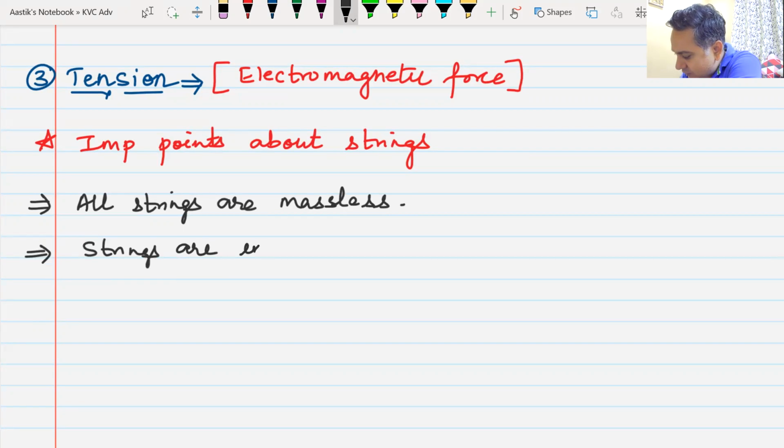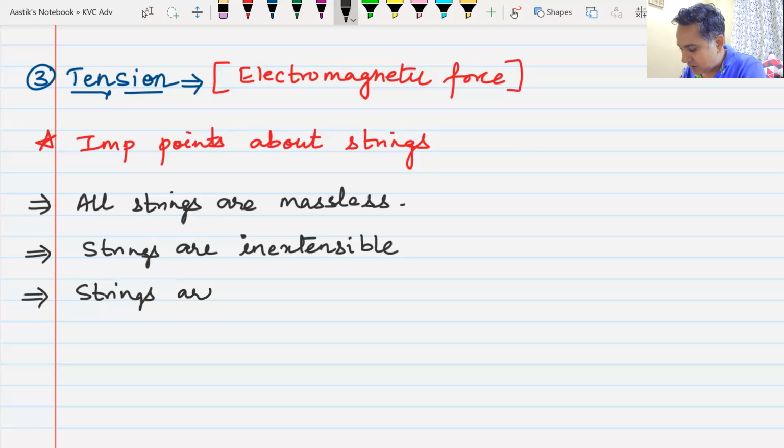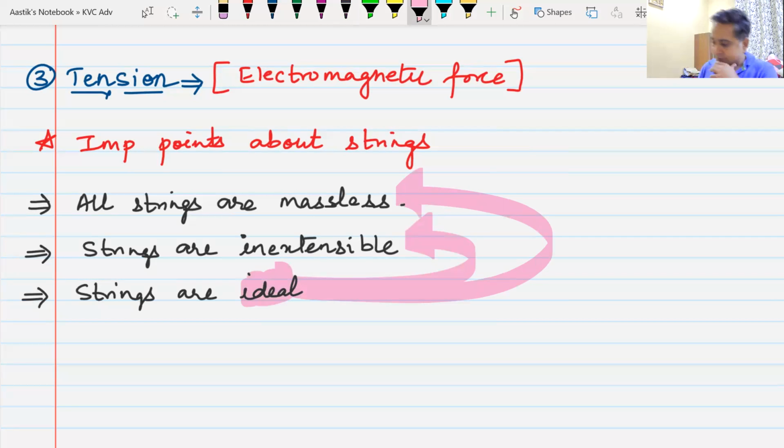inextensible. That means whenever you hang anything by a string, even though it extends by a very small amount, we will neglect it and we will take this thing as inextensible. If you put both of these things together, we can write them in a single sentence. We call strings are ideal. Whenever I talk about an ideal string, what I actually mean is that the string is massless and inextensible. Strings are massless and strings are inextensible. Do we understand this? Yes, sir.